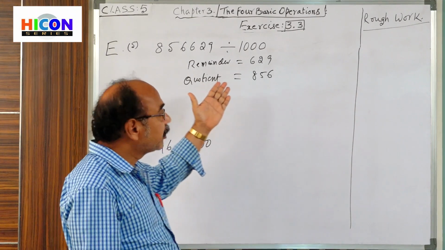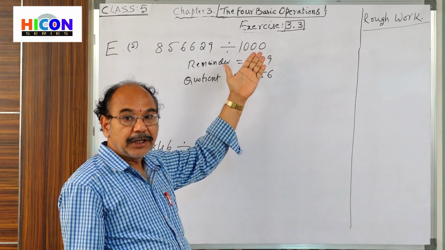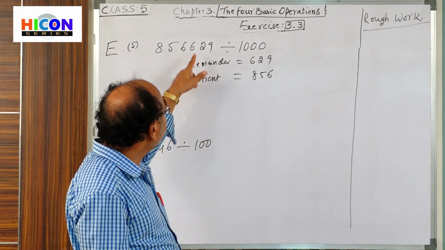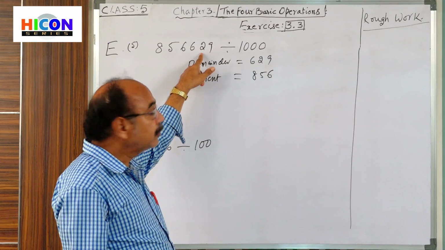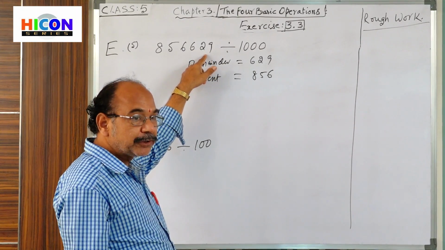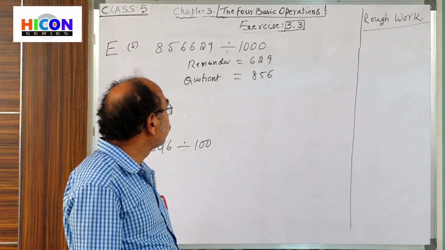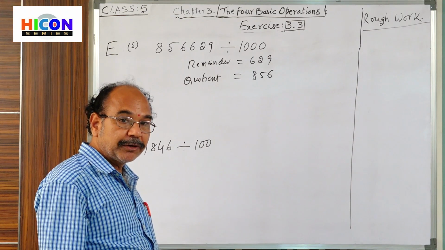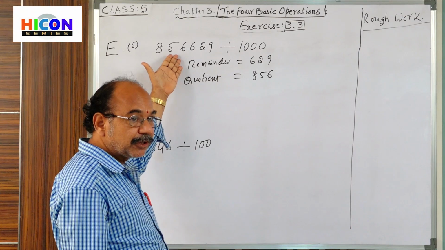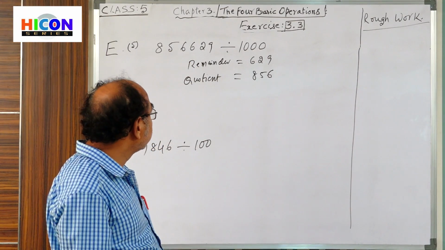If any number is divided by 1000, then in 1000 how many zeros are there? 3 zeros are there. That's why the hundreds digit, tens digit, ones digit, the 3 digits occupy the place of the remainder. That's why the remainder is 629. The rest of the digits, rest means remaining. What are the remaining digits? 856. The rest of the digits occupy the place of the quotient. 856, that is the quotient.